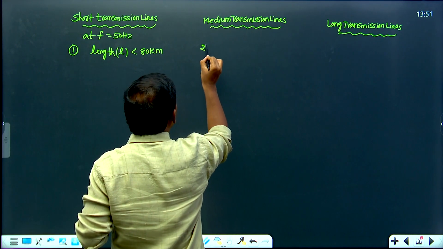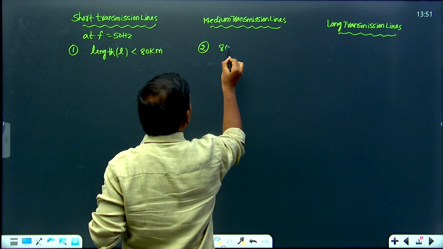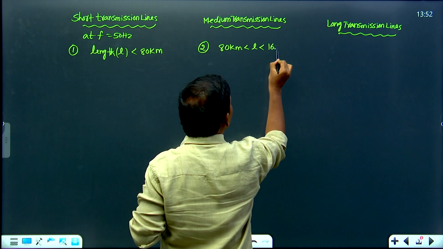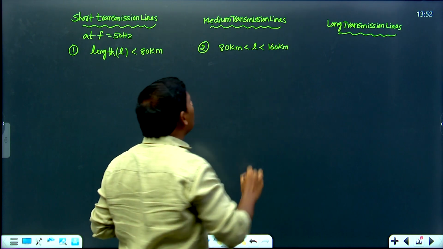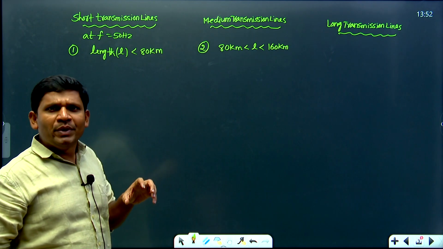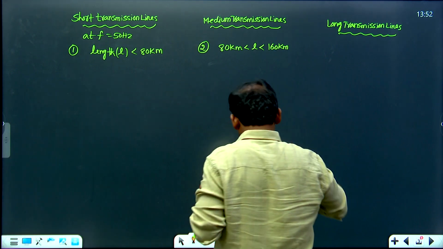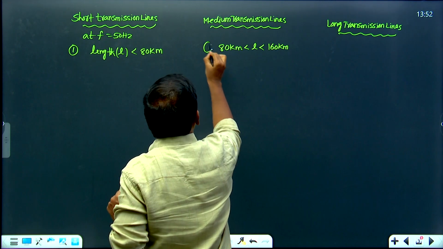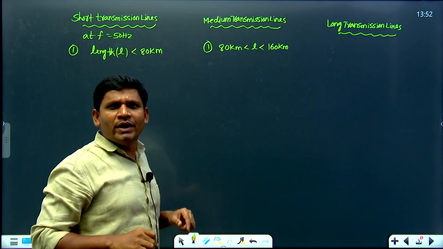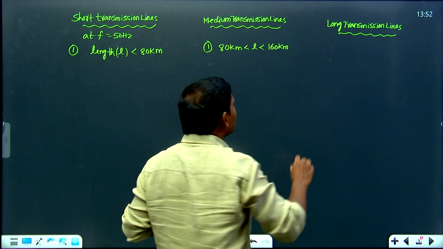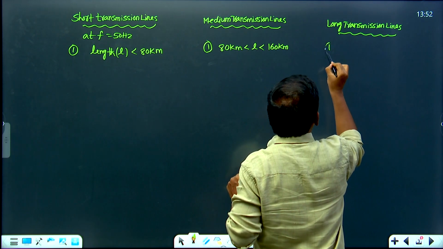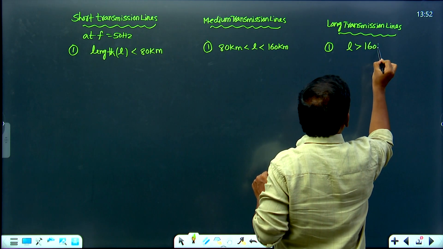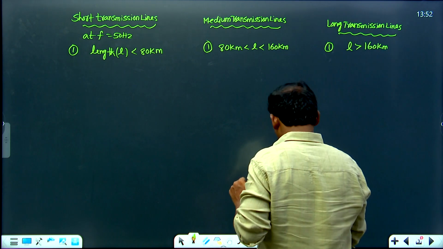What about the medium transmission line, students? If the length is in between 80 kilometers to 160 kilometers, that is up to 160 kilometers, you have to take the medium transmission line, students. This is also a frequent one. Then when is the particular line said to be a long transmission line, students? If the length is greater than 160 kilometers, then it is a long transmission line.